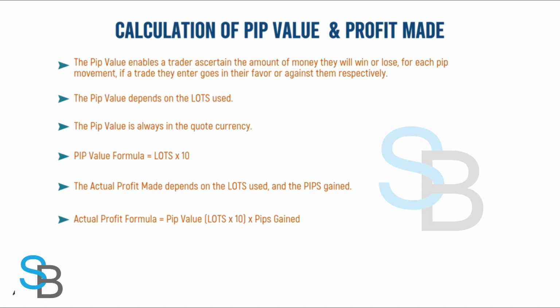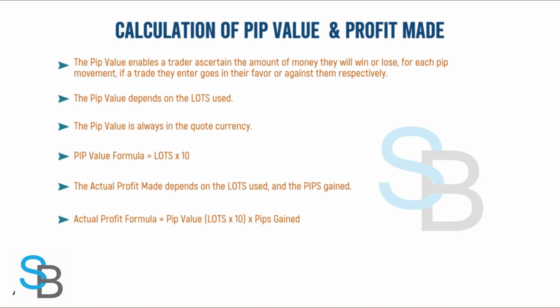So the pip value is always in the quote currency, and there's a formula for calculating the pip value, which is lots times 10. We're going to look at an example later on, and we're going to learn how to calculate the pip value and how to calculate the profit we make from a trade, even if it moves more than one pip.